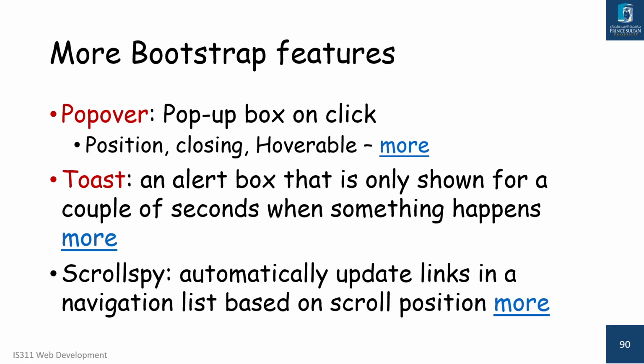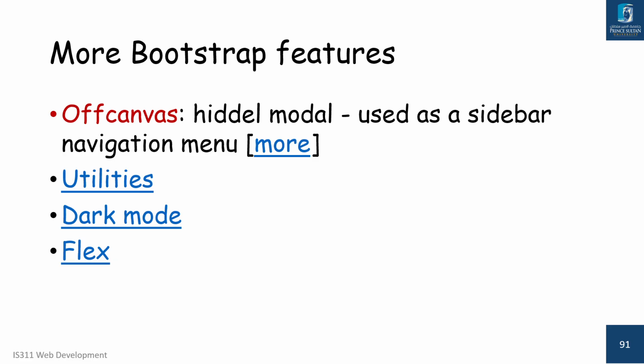We also have this scroll spy, which automatically updates links in a navigation list based on scroll position, where that particular position accordingly will update the list. We also have the off canvas hidden modal. I mean, if we are putting something at negative 200, the element is there, but we are putting that position at minus 200. The size is only 100. So what will happen? It is out of the screen, which is not visible. Off canvas. Utilities, dark mode, flex. So we have all these kinds of things.